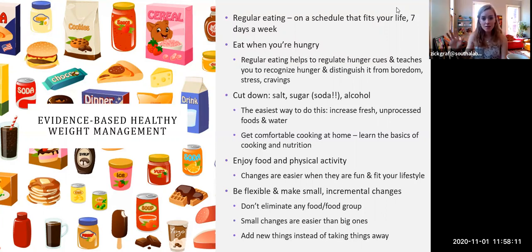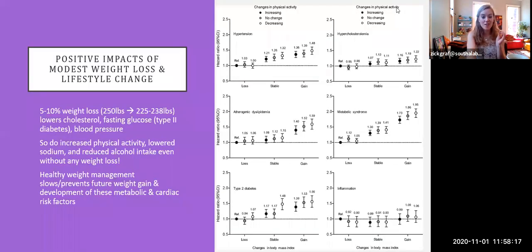So these are just sort of the evidence-based recommendations for making healthy changes to eating. They may or may not lead to weight loss, but there is evidence that shows that even if they don't lead to weight loss, changes like this can lead to major health improvements. So these figures, just as an example, are from a study of the effects of increased physical activity in people who lose weight, in people who maintain their weight, and in people who gain weight after the intervention.